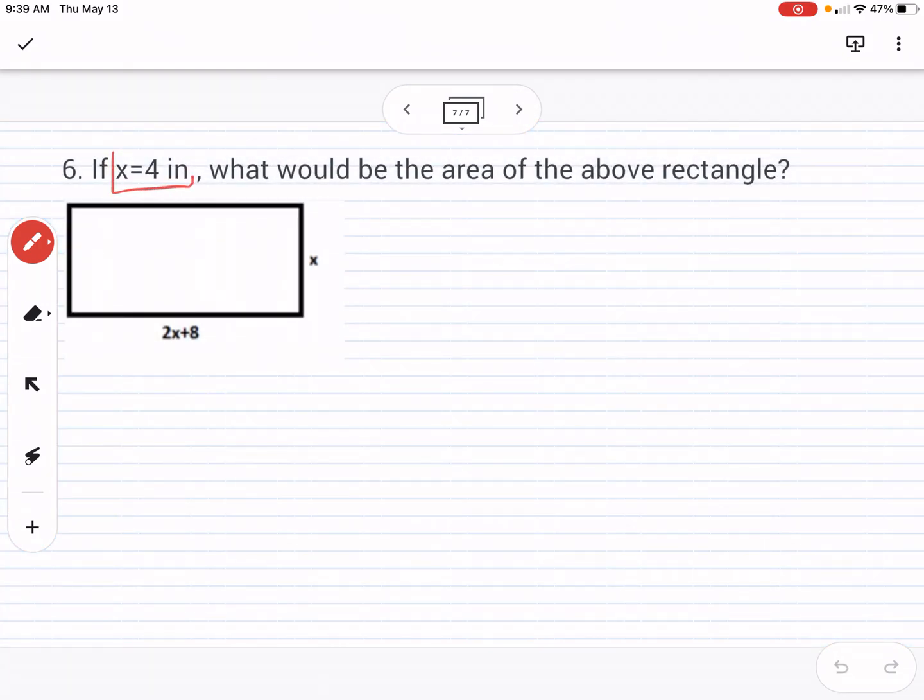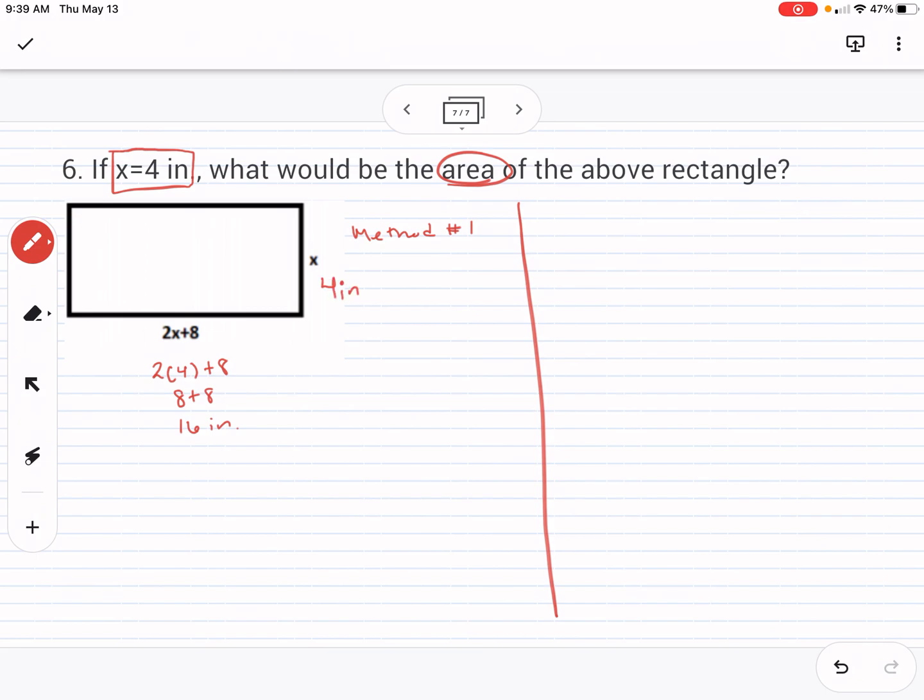This next problem is the same one from before, but now they're giving me a value for x, or 4 inches, to plug in to find the area. So remember, you can do 2 methods. The first method would be to plug in the 4 to the picture. So here I get 16 inches for this side and 4 inches for this side. And then area is base times height, so I would do 16 inches times 4 inches, which is going to come out to 64 inches squared.